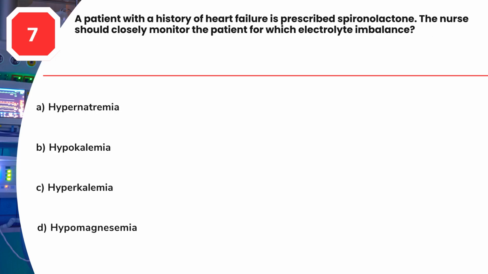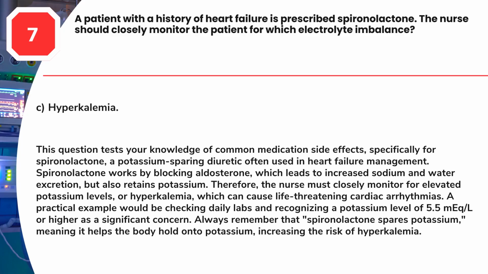Question 7. A patient with a history of heart failure is prescribed spironolactone. The nurse should closely monitor the patient for which electrolyte imbalance? A. Hypernatremia. B. Hypokalemia. C. Hyperkalemia. D. Hypomagnesemia. Answer: C.